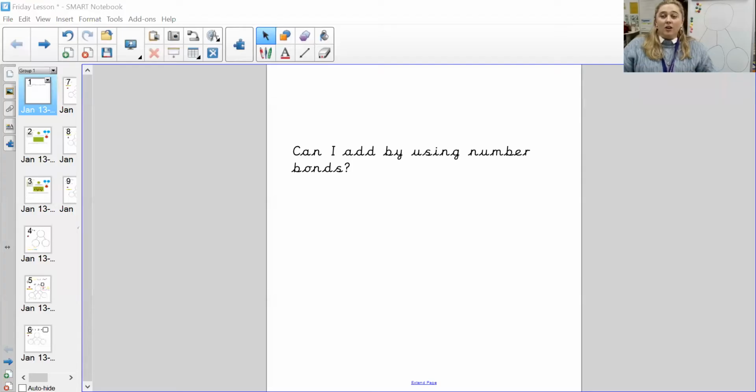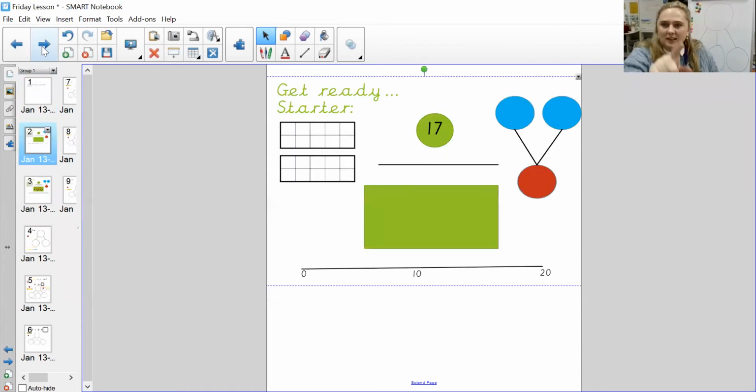Okay, our learning objective today is, can I add by using number bonds? Fantastic, well done. And before we even get started with that, we're going to do a really fast mental starter. So it's going to get you going really quick. Do you remember we did this kind of thing last week? It's just to get our numbers flowing, get us really thinking about each of our numbers and how we use them properly. Okay, so today I'd like you to do the number 17.